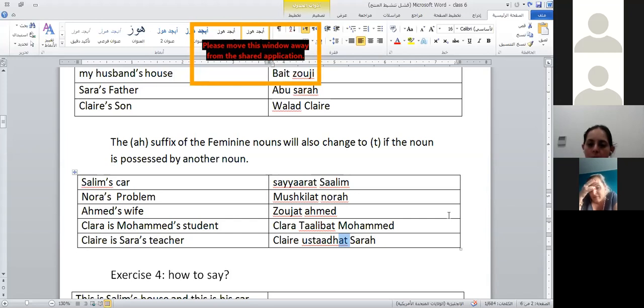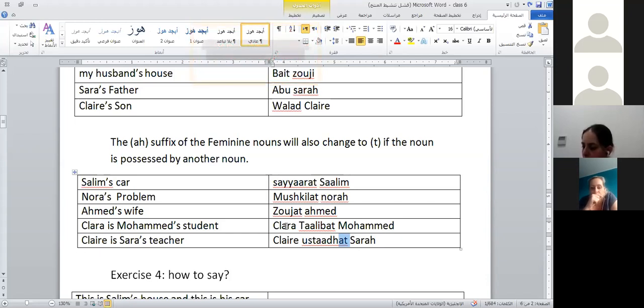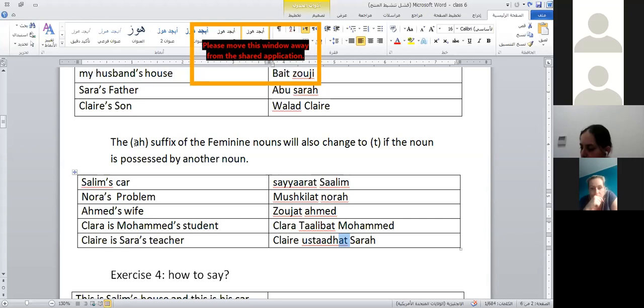Well, I'm confused because the ending is "at," and when you say "me," mine, it's "at." But you're not talking about me, you're talking about her. Not only about me. Whenever the noun is possessed, it's "at." By the noun, I mean the noun that has "ah," like Sayyara, Mushkila, Medina.